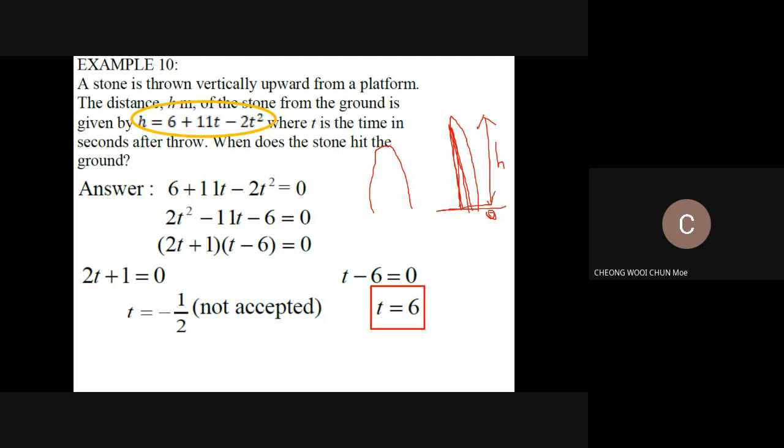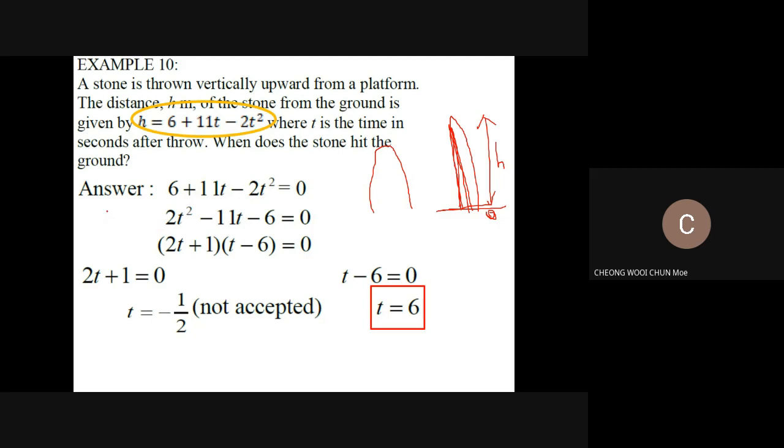So 6 plus 11t minus 2t squared equals 0. Then you rearrange so that t squared must be in front. Negative t squared cannot be negative, it must be positive. So I bring over negative 2, it becomes positive 2t squared. Positive 11t, bring over, negative 11t. 6 bring over, negative 6.